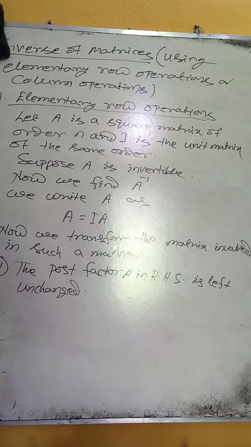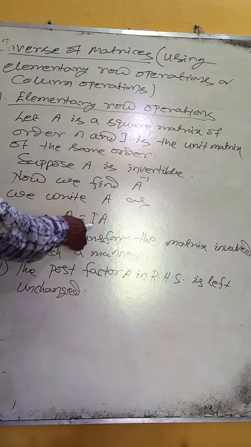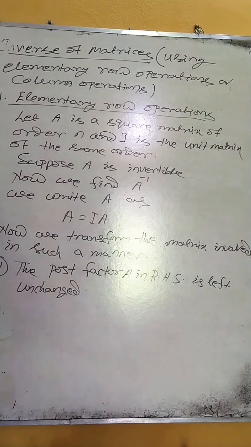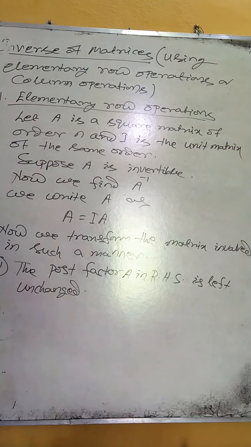Number 2, capital A in the LHS gets transformed into the unit matrix through the row operations, which are to be reflected in the prefactor I in the RHS.